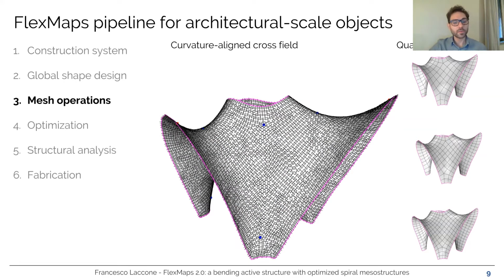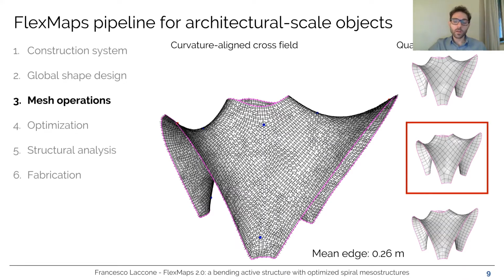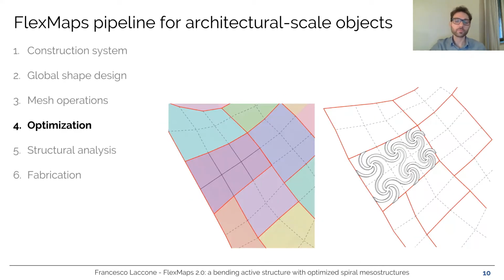The surface needs then to be discretized in quads. And to drive the quadrangulation, we computed a smooth cross-field that follows the main curvature direction of the surface and aligns with the border. This step produces a boundary-aligned, as regular as possible quad mesh with few singularities. The average size for the edges is selected to be about 26 centimeters, because this is a manageable size for both the fabrication and the assembly phase.